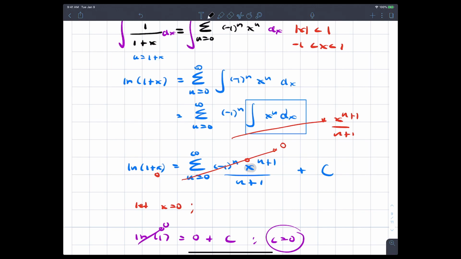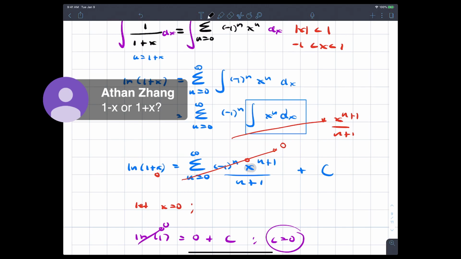Yeah, it's a good observation. Your book did a 1 minus x there for you, so you could compare what your book did. Your book did a 1 minus x. I did a 1 plus x. I essentially got rid of that negative sign. So I did it slightly different, and you guys can compare and contrast.